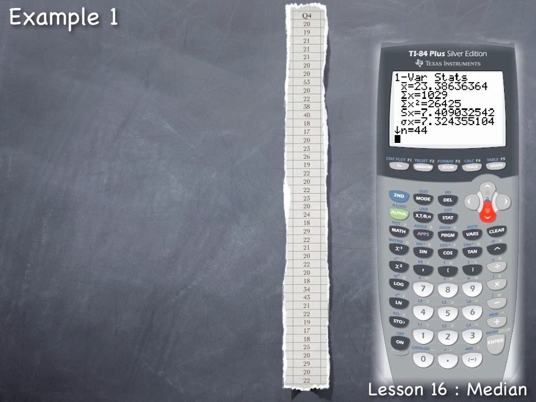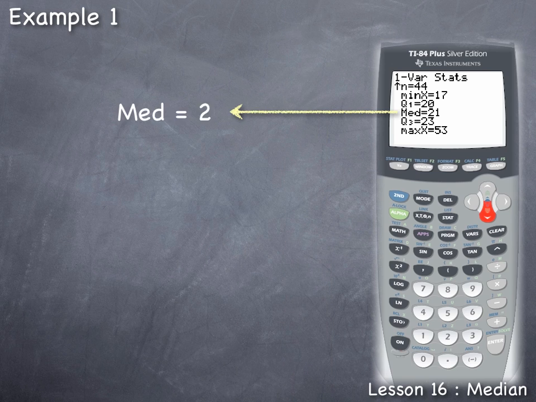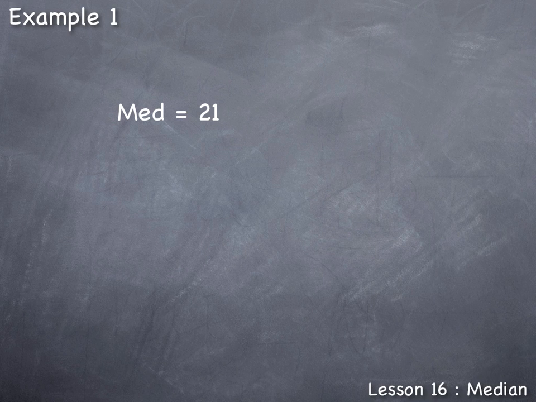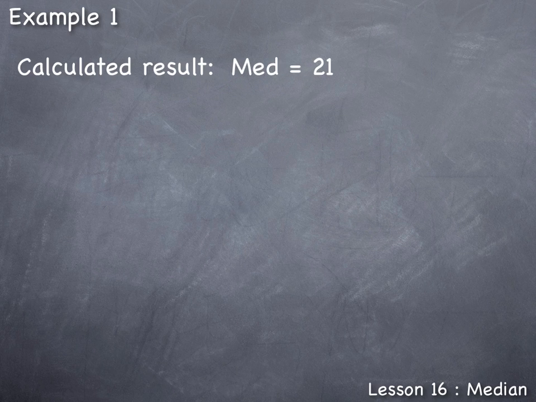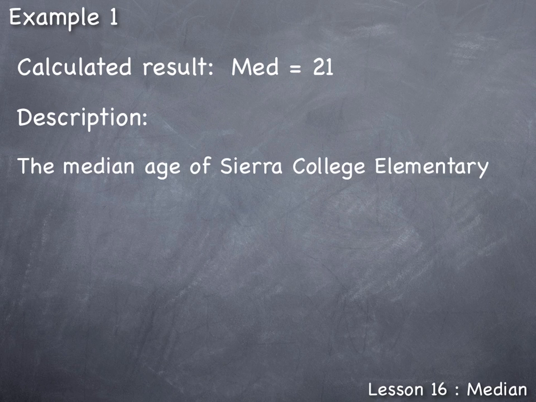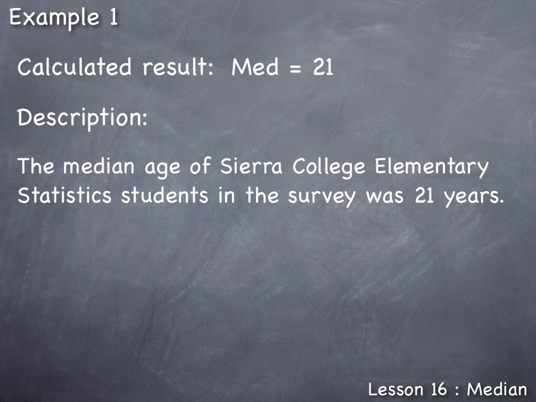The median is found by pressing the down arrow to reveal its result. The calculator displays the median by its abbreviation, MED. And so here we can note that the median, MED, equals 21 for this sample. So now that we have our calculated result, we can then describe the result. So the description just uses words of the problem to state this result. So the median age of Sierra College elementary statistics students in the survey was 21 years.